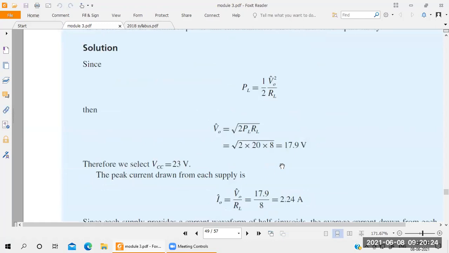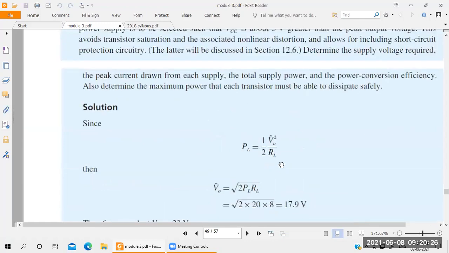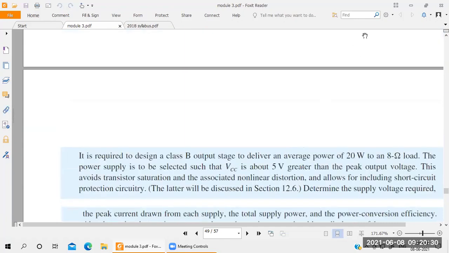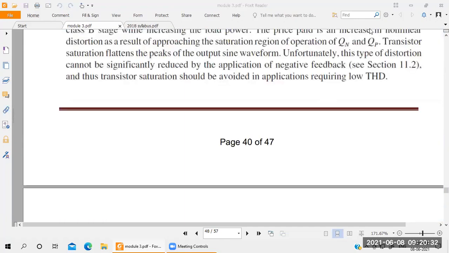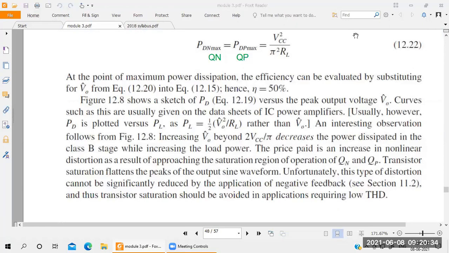For the next class, we'll start with the problems for class B. If there are any doubts, you can ask me now.